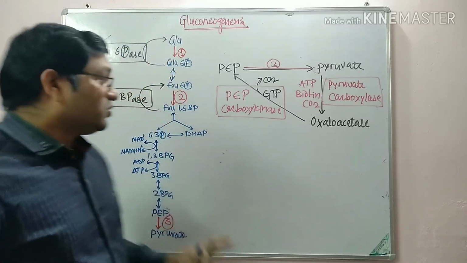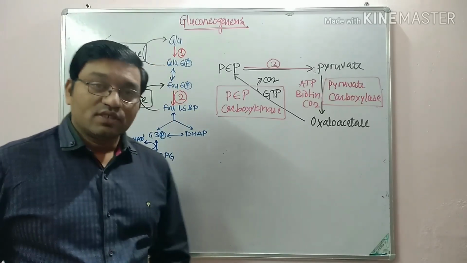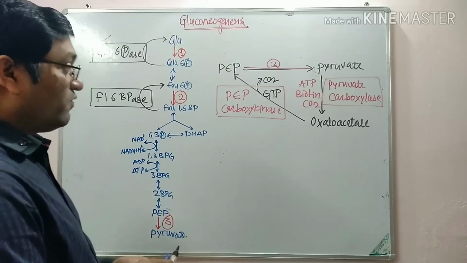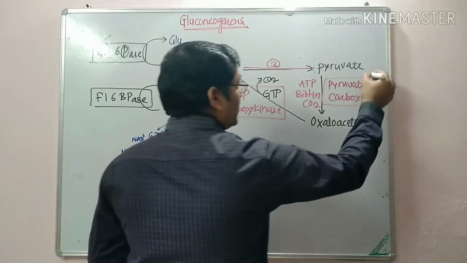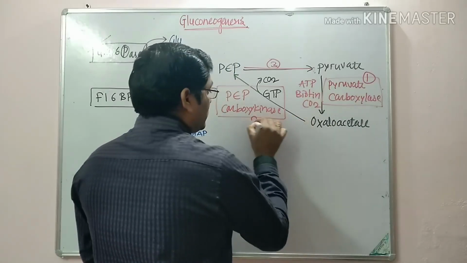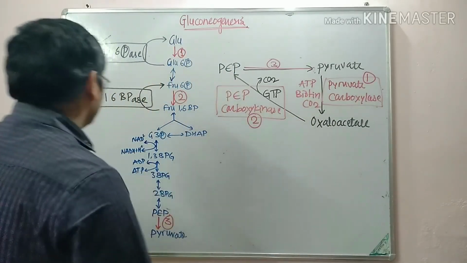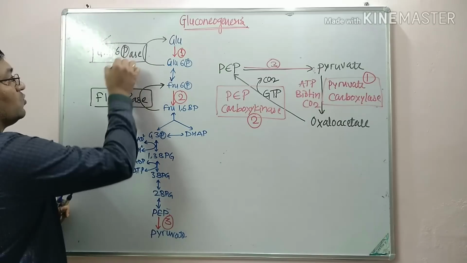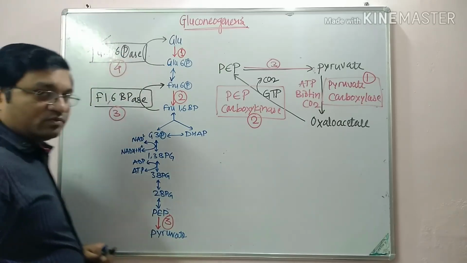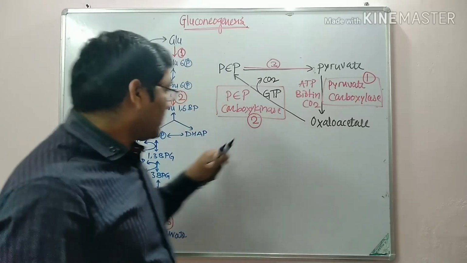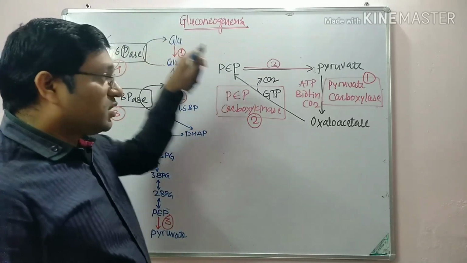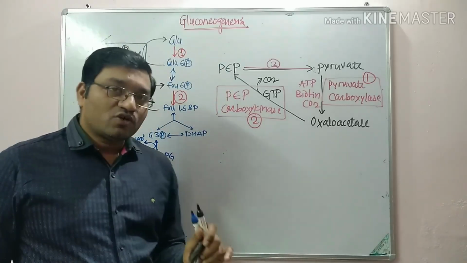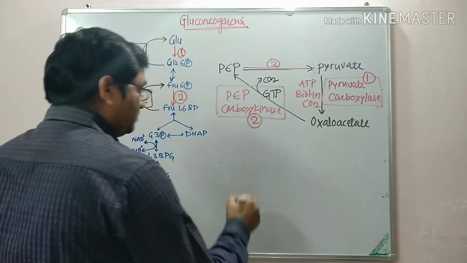So these three irreversible steps in glycolysis are reversed by these four important enzymes, that is pyruvate carboxylase, phosphoenol pyruvate carboxykinase, fructose 1,6-bisphosphatase, and glucose 6-phosphatase. So this is the common pathway for synthesis of glucose from non-carbohydrate precursors. Now coming to the synthesis of glucose from lactate.